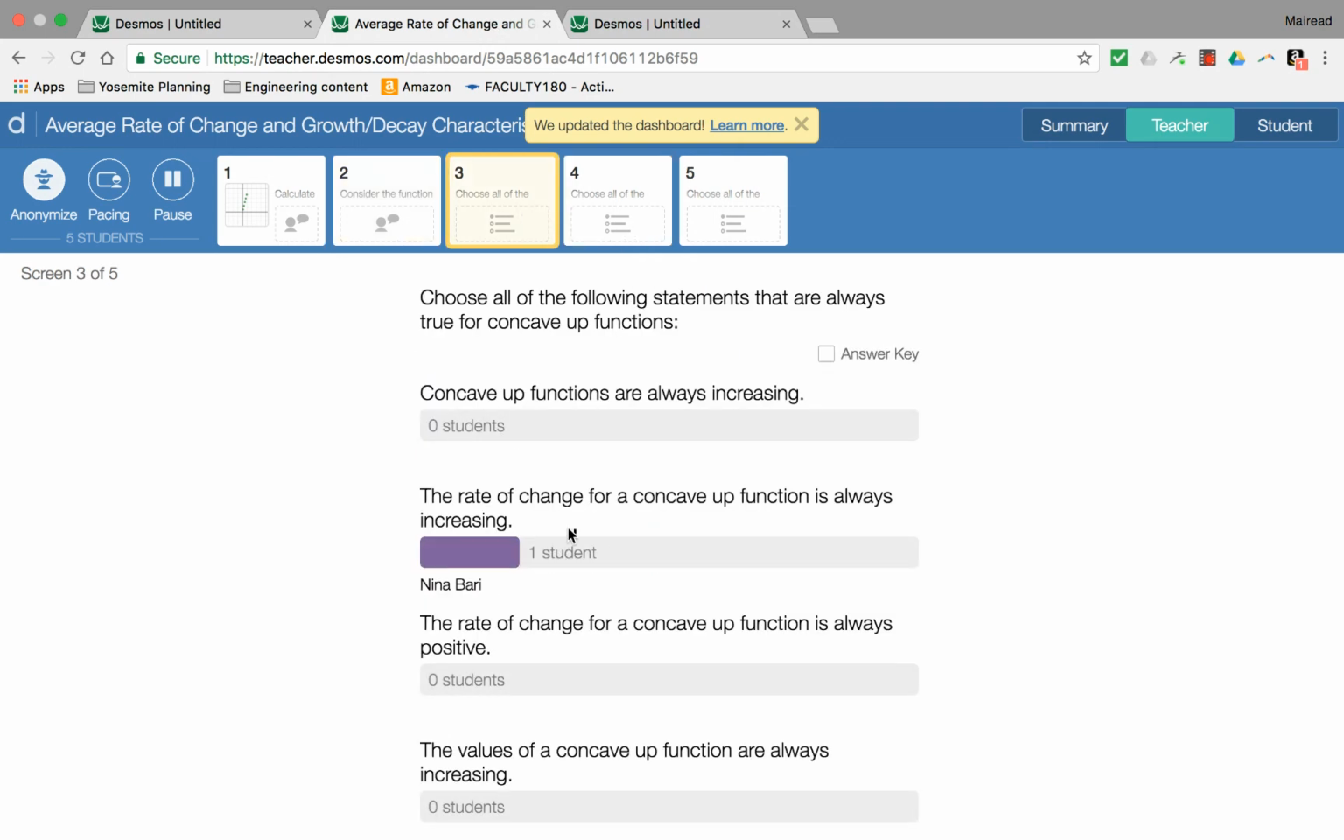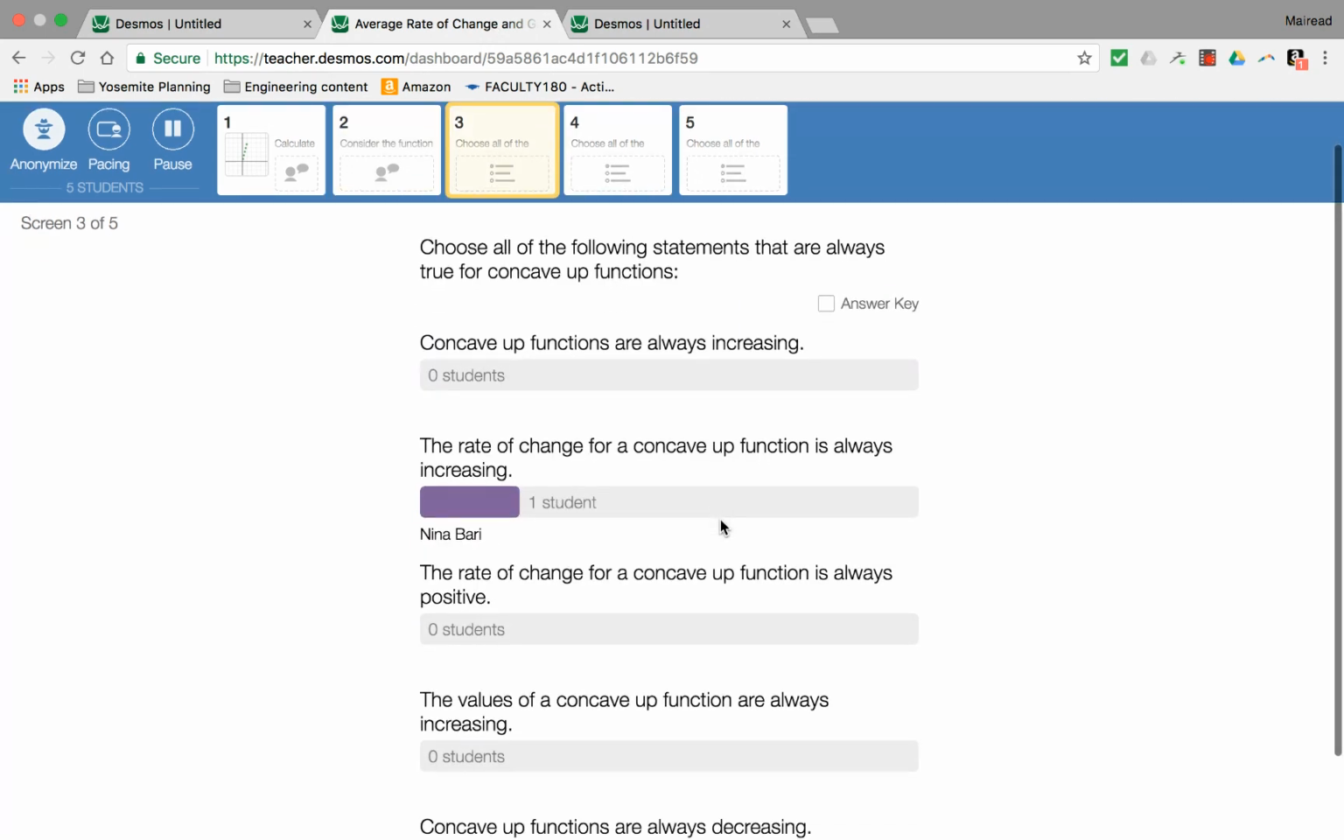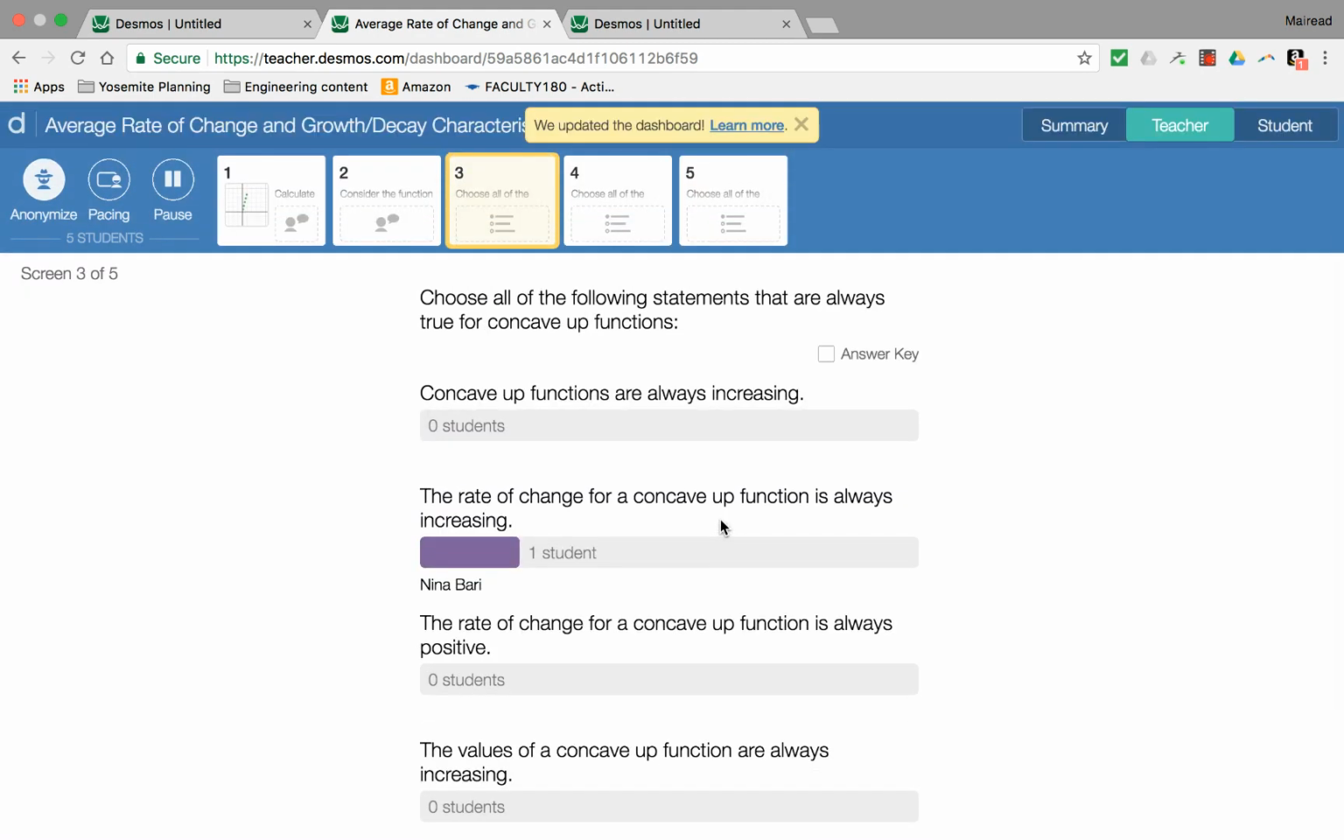And then if you look at these guys, these are just statements about the concave up functions or concave down functions. The only statement that's true here is that the rate of change for our concave up function is always increasing. None of the other statements are true. And similarly here, the only statement that's true here is that the rate of change for a concave down function is always decreasing. None of the other statements are true.